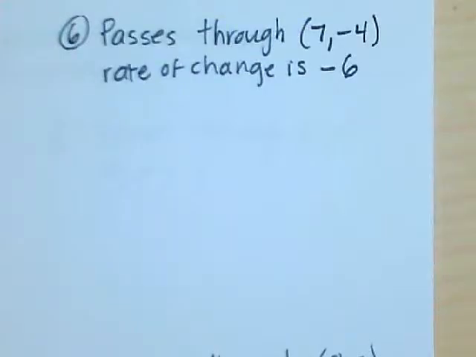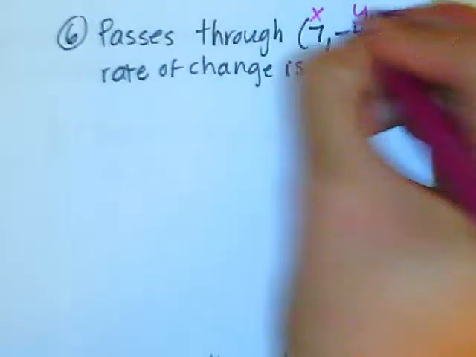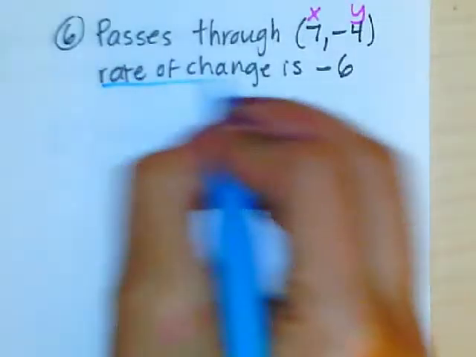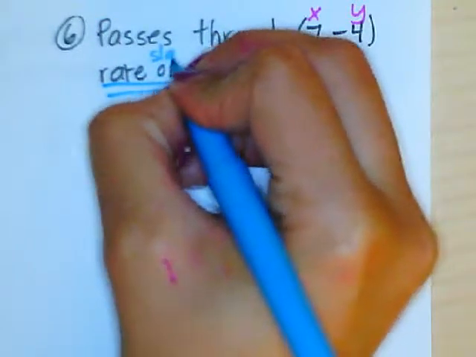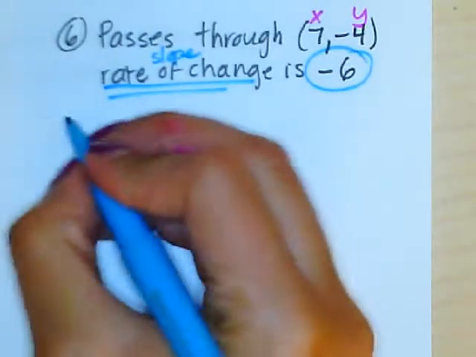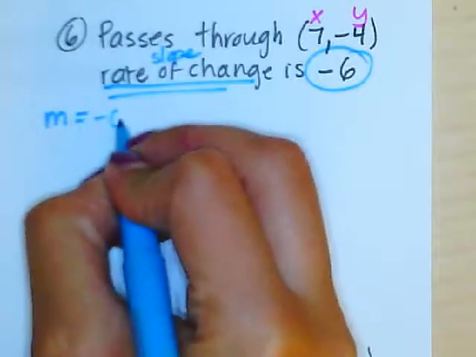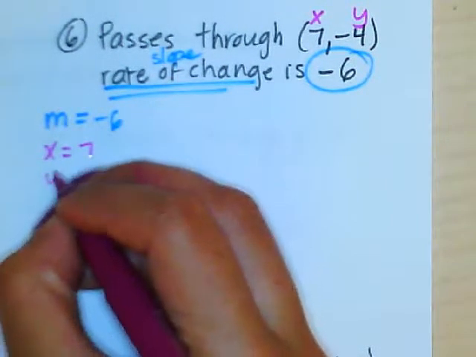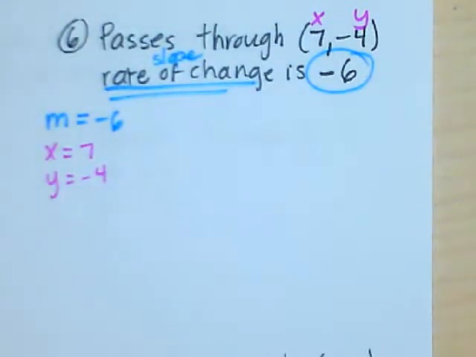Alright, so from today's notes on point slope form, sorry, I'm going to do number 6. Here's number 6. The first thing I'm going to do is label what I have. This is x, y, and my slope here is the rate of change, that means slope, and it is -6. Then I'm going to list what I have. I have my slope of -6, and I have my point: x is 7 and y is -4.